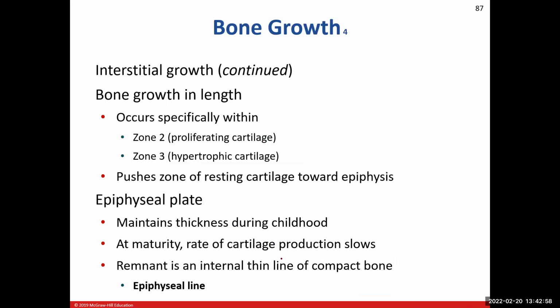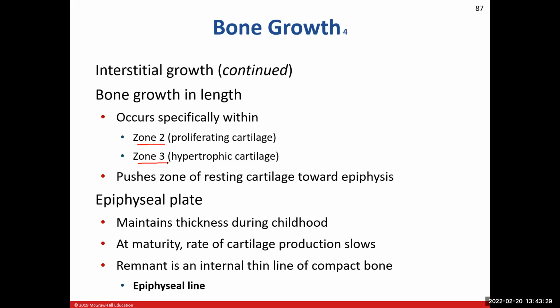So really, in zones 2 and 3, this is where we're going to see a significant amount of growth. That's where we're going to see a lot of that elongation of our long bones there. So primarily our bone growth is going to be seen in the proliferating and the hypertrophic zones there. And keep in mind that is going to be pushing out away from the diaphysis towards each of the epiphyses there.